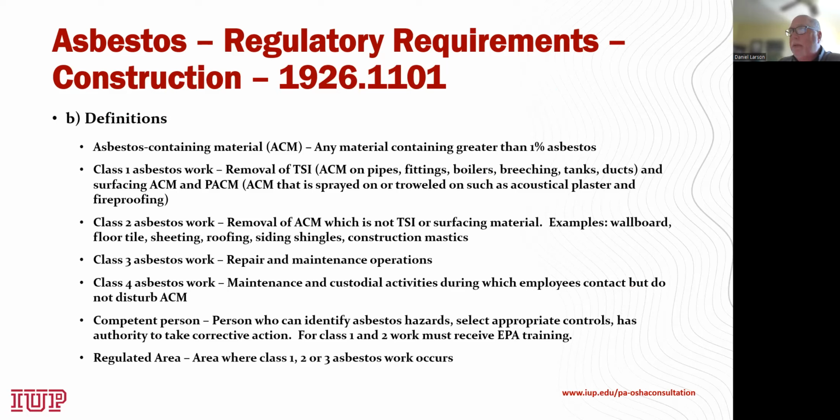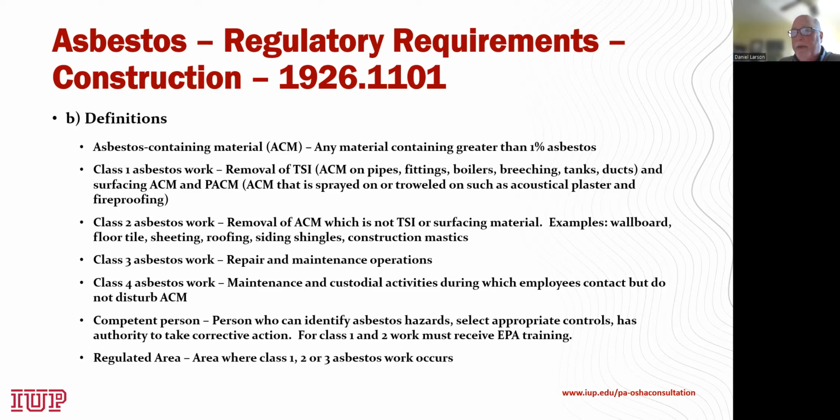So what are some definitions? Some of these are going to be the same, just to hit them real quickly again. Asbestos containing material, any material containing greater than 1% asbestos. With the construction standard for asbestos, they break up the type of work into different classes. There's class 1 asbestos work, which is removal of TSI, which could be asbestos on pipes, fittings, boilers, breaching tanks, and ducts. And they also have surfacing asbestos containing material, and that's asbestos that is sprayed on or troweled on, such as acoustical plaster and fireproofing.